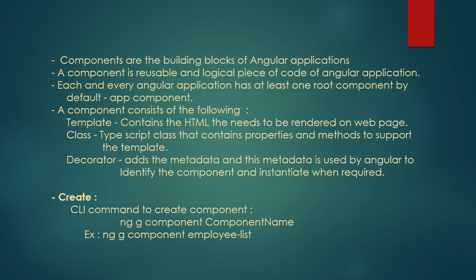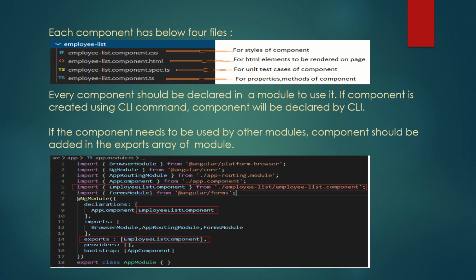We use the ng generate CLI command to create the component. ng generate component, then we need to give the component name. This CLI command creates four files related to the component. One is the CSS file that contains all the styles of the component. Second is the .html file that contains all the HTML elements to render on the page. Third is spec.ts, which contains all the unit test cases of the component. Fourth is the .ts file that contains all the properties and methods of the component.